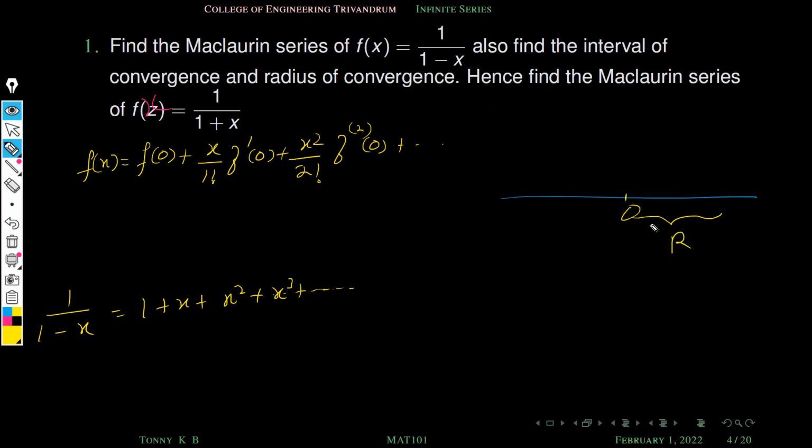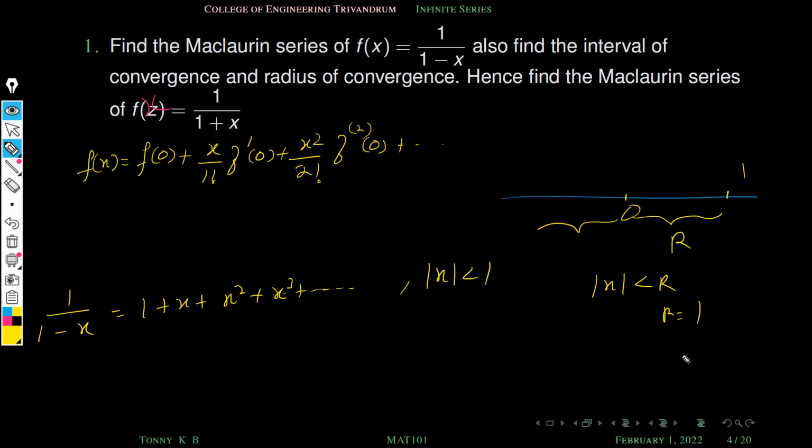Yes, we have to find the largest R such that our function is differentiable. Our function is 1 by 1 minus x, and it is clear that this function is not differentiable at x equal to 1, right? So my question: what is the largest interval of the form mod x less than r such that this function is differentiable? Yes, it is clear that r equal to 1. Okay, so the interval of convergence is mod x less than 1.